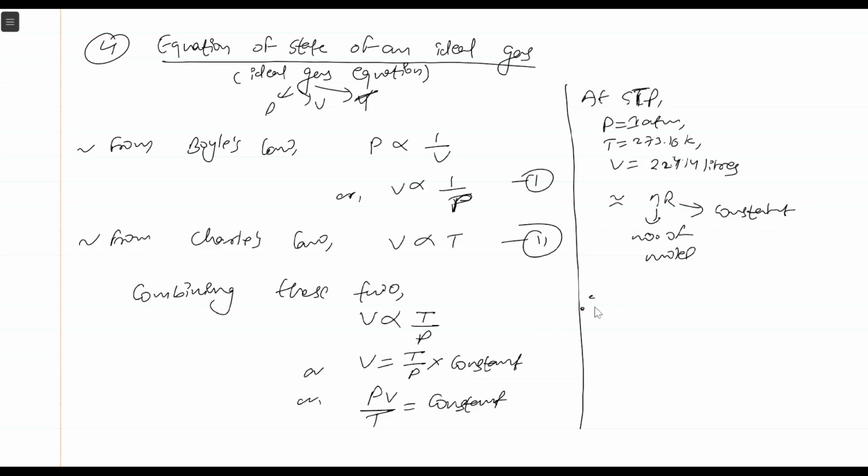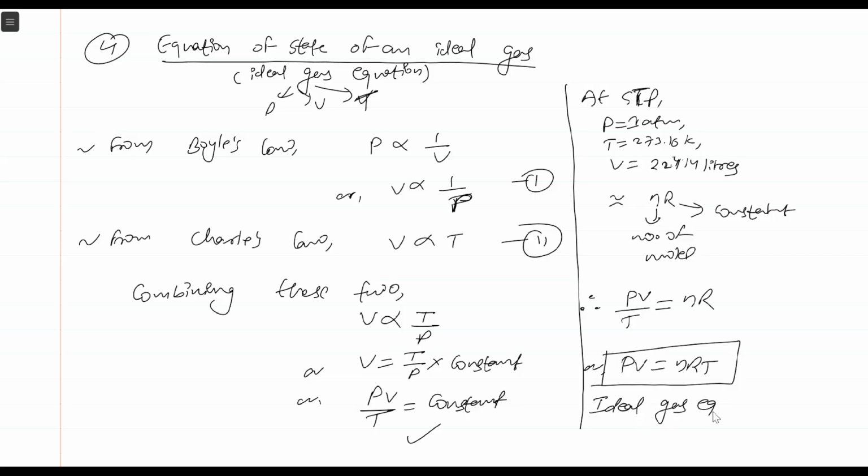So this equation PV by T becomes PV by T is equal to nR, or if we take this T to the other side, this will give us PV is equal to nRT. This equation is called the ideal gas equation. Here P is pressure, T is temperature, V is volume, R is universal gas constant, and n means number of moles of the gas.